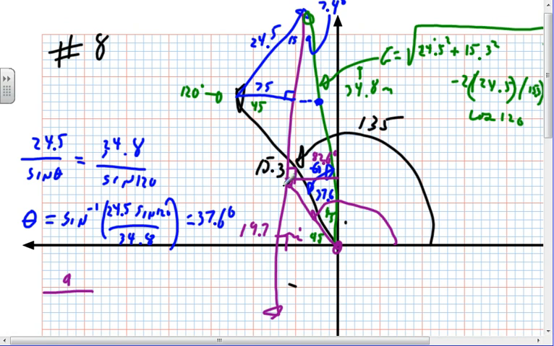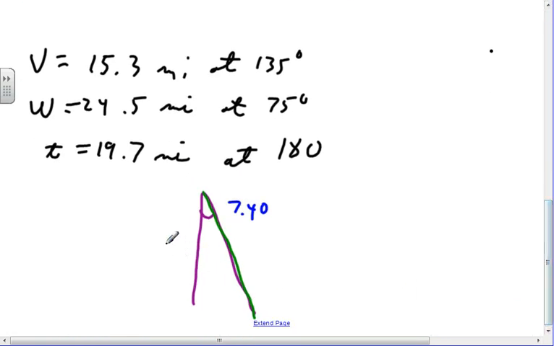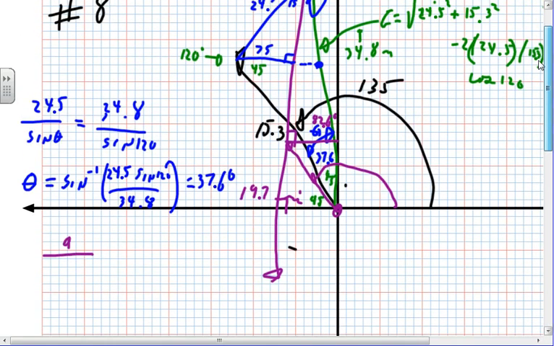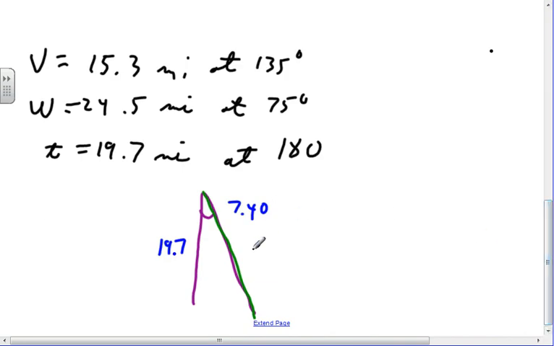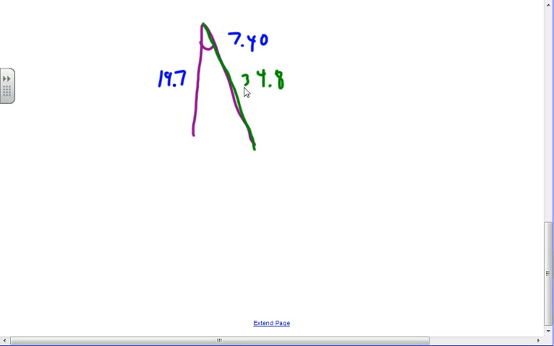I don't know this length. Do I know that length? Yes, I do. 19.7. I certainly do. It's given. So this side is 19.7, and the green side is 34.8. And I got 2 points. How did I get 2 points? And now I want to find the answer.